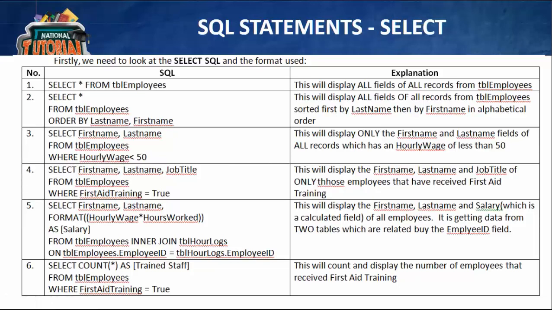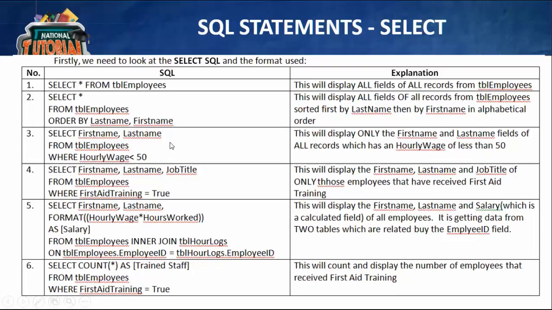And then you're looking at number 3, right? Now here, I'm actually referring to specific fields. We're not getting all the fields. We want to select, get, just the first name and the last name of all the records, obviously. From where? From TBL employees, but the first name and last name of only those people that earn an hourly wage that is less than 50. So obviously, if they earn 55 Rand an hour, they are not going to be displayed, right? So that is basically your condition.